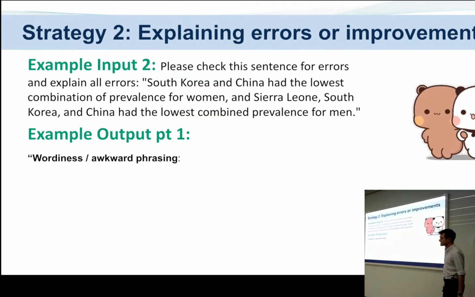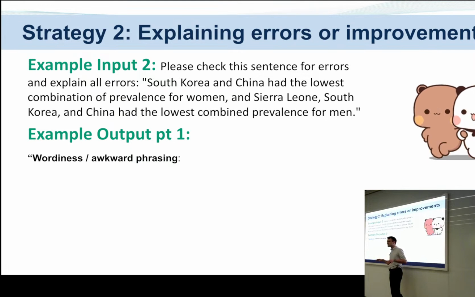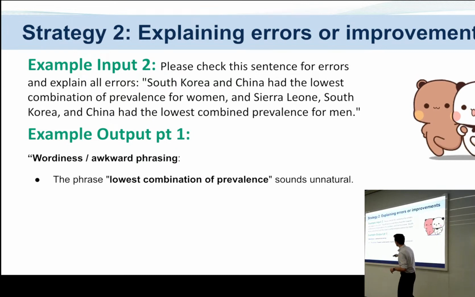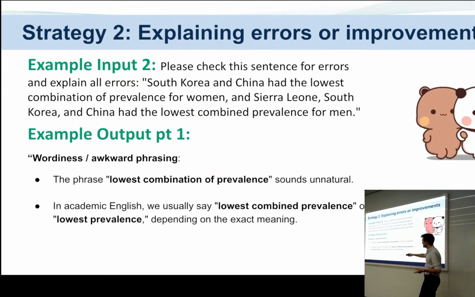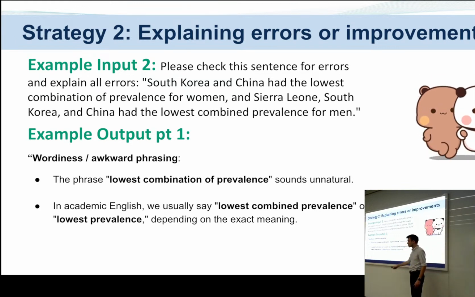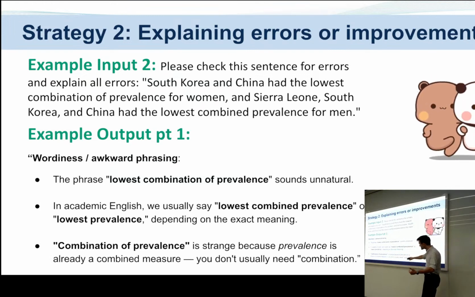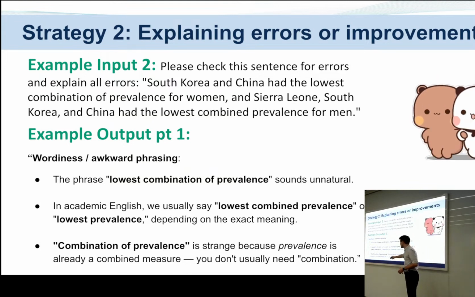Wordiness and awkward phrasing. This is a native speaker's way to say, well, it doesn't really sound good. It's grammatically okay, but it doesn't feel right. The phrase lowest combination of prevalence sounds unnatural. ChatGPT knows. In academic English, we usually say lowest combined prevalence or lowest prevalence. So now we get most common wordings. Lastly, combination of prevalence is strange because prevalence is already a combined measure. So it's saying that it is redundant. You don't usually need a combination.